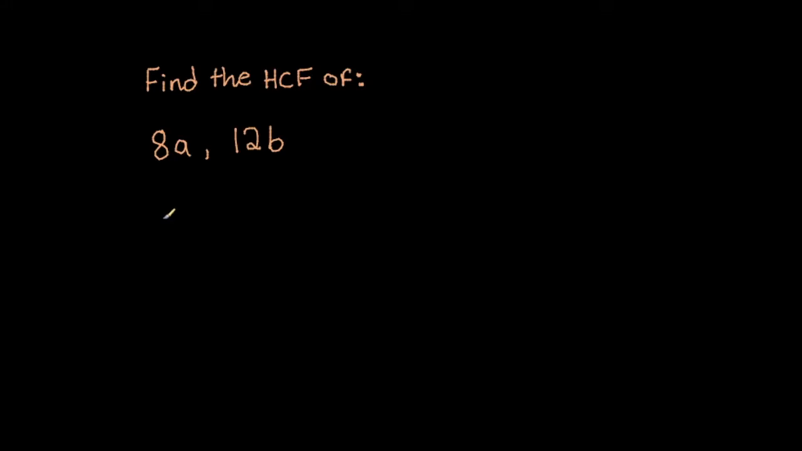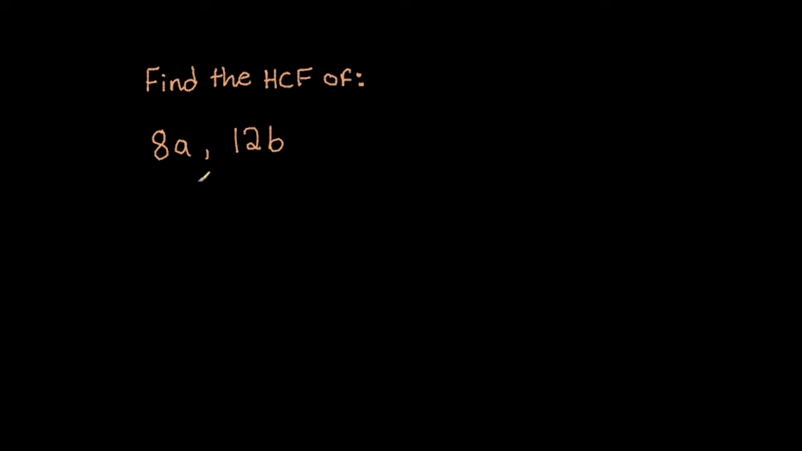Today we're going to be looking at how we can find the highest common factor of two algebraic products. Now an algebraic product is a product that contains a variable. So in this case 8a contains the variable a and 12b contains the variable b. So both of them are considered algebraic products. So how do we find the highest common factor of those two algebraic products here?